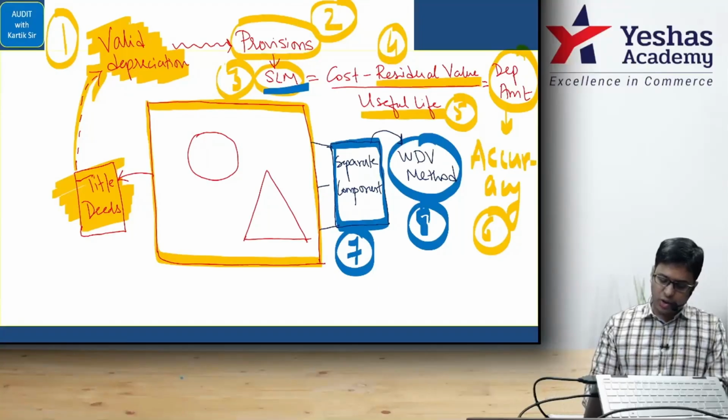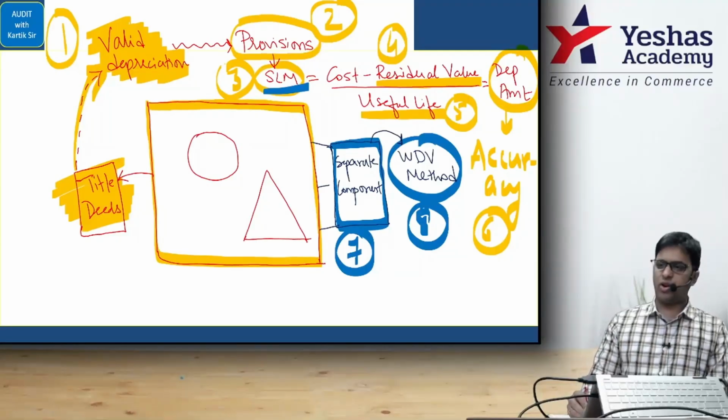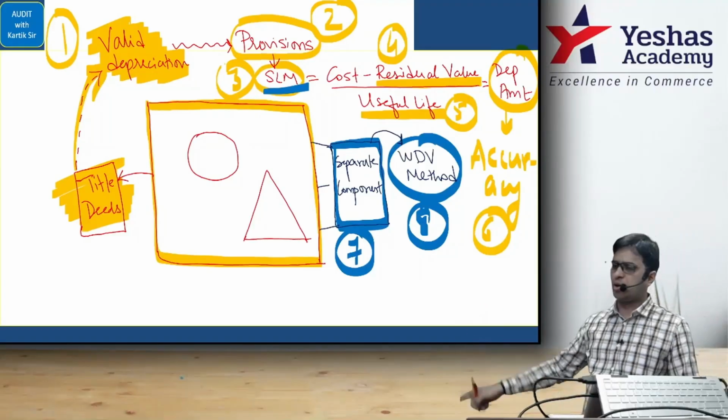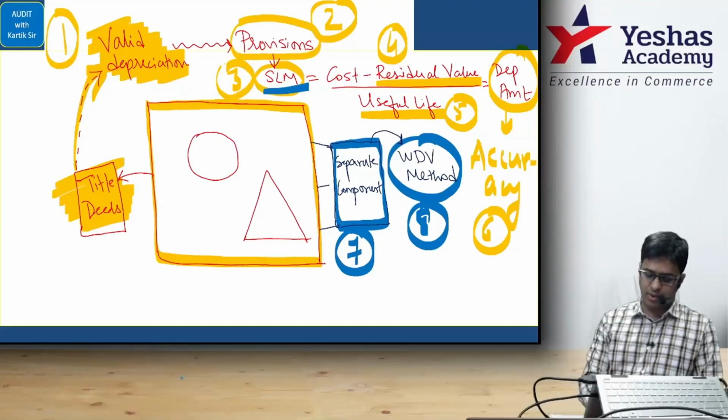Read the entire thing. Ensure that the parts, components of each item of property, plant, equipment that are to be depreciated separately have been properly identified. So for that machine which I showed, it is a separate component. Also check whether the most appropriate depreciation method for each separately depreciable component has been used.